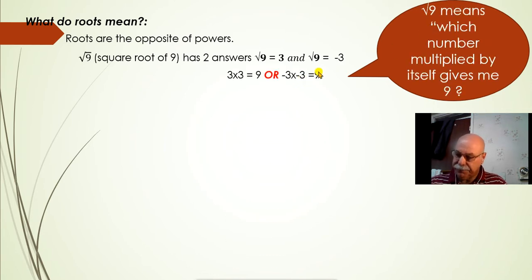You see, square root means which number multiplied by itself gives me 9. Which number multiplied by itself gives me 9? 3 times 3 gives me 9, or minus 3 times minus 3 also gives 9, because minus times minus becomes positive plus.